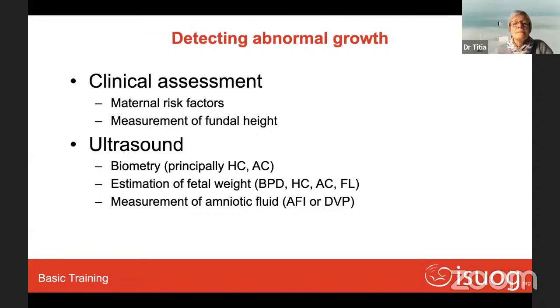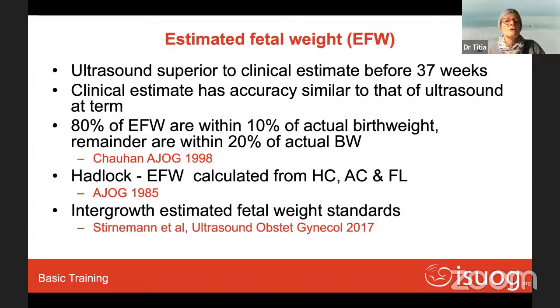And then you have ultrasound. And for biometry, we principally use head circumference and abdominal circumference to measure growth and development. And to estimate fetal weight, we can take the biparietal diameter, the head circumference, the abdominal circumference, and the fetal length. And also measuring of the amniotic fluid is important, either by an amniotic fluid index or by a deepest pool, because having a normal amount of amniotic fluid around the baby tells you something about the condition of a baby. A baby who is too large often has a lot of amniotic fluid, and a baby who is too small and really growth restricted has an oligohydramnios and has reduced amniotic fluid. So the amount of amniotic fluid tells you something about the well-being of an infant. And so it's important to take that into your consideration.